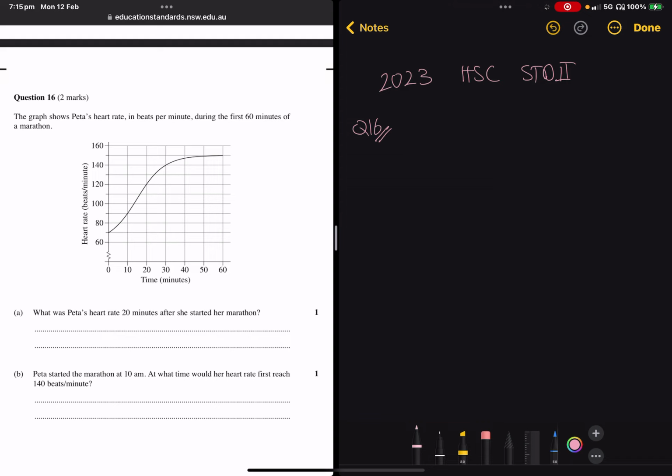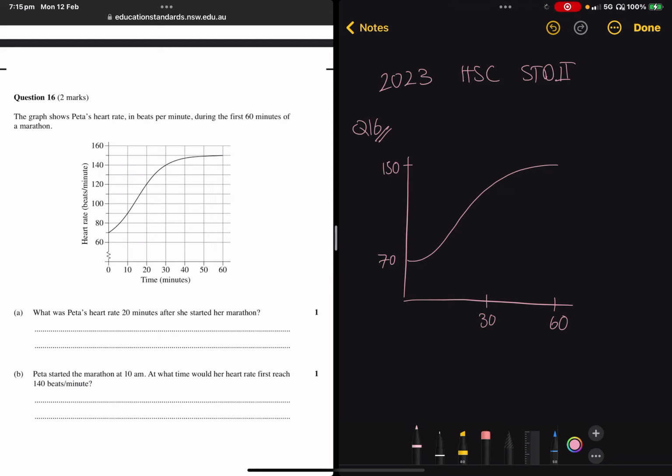Okay. So we have a little graph. It's not perfectly scaled. It looks like this. From the graph, it starts at about 70. The time scale goes up to 60. And at 60, it reaches about 150.